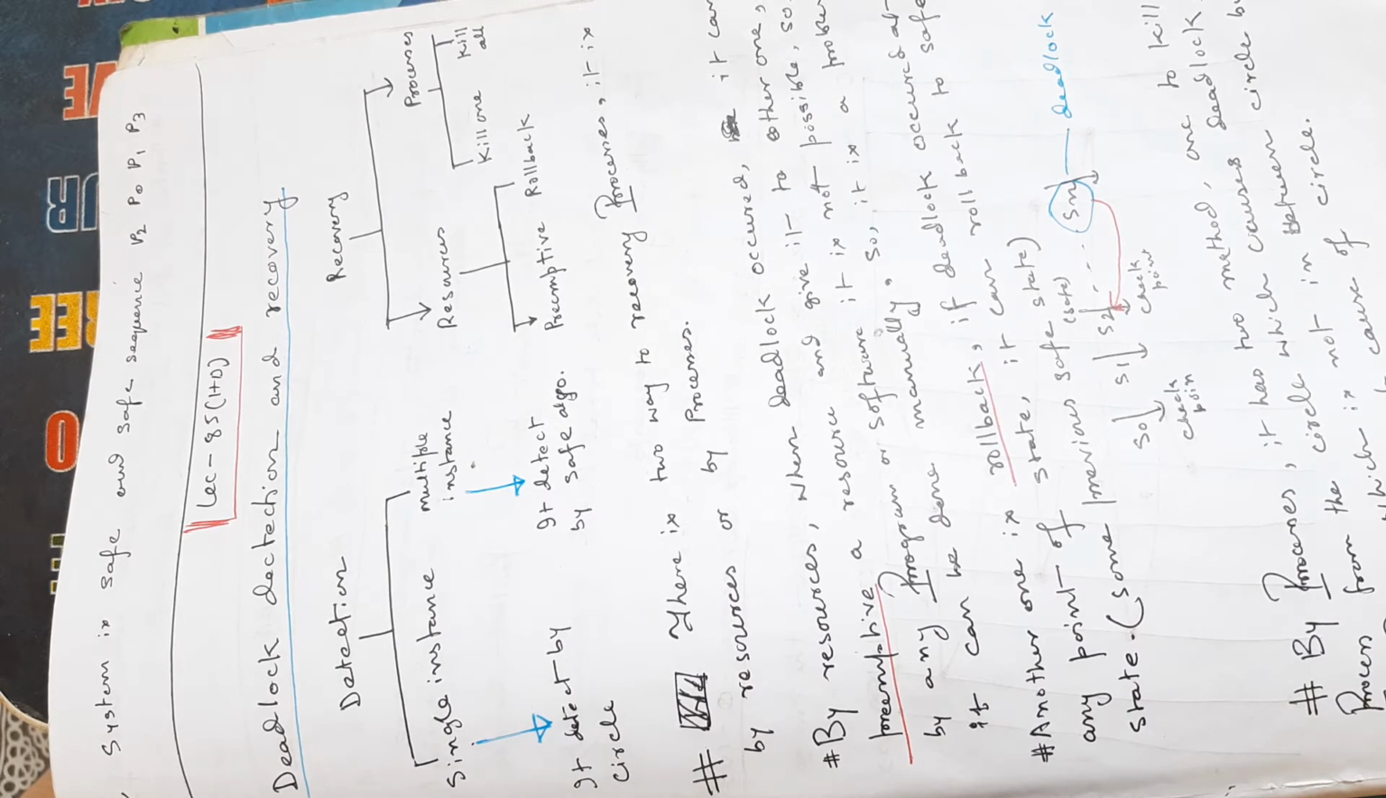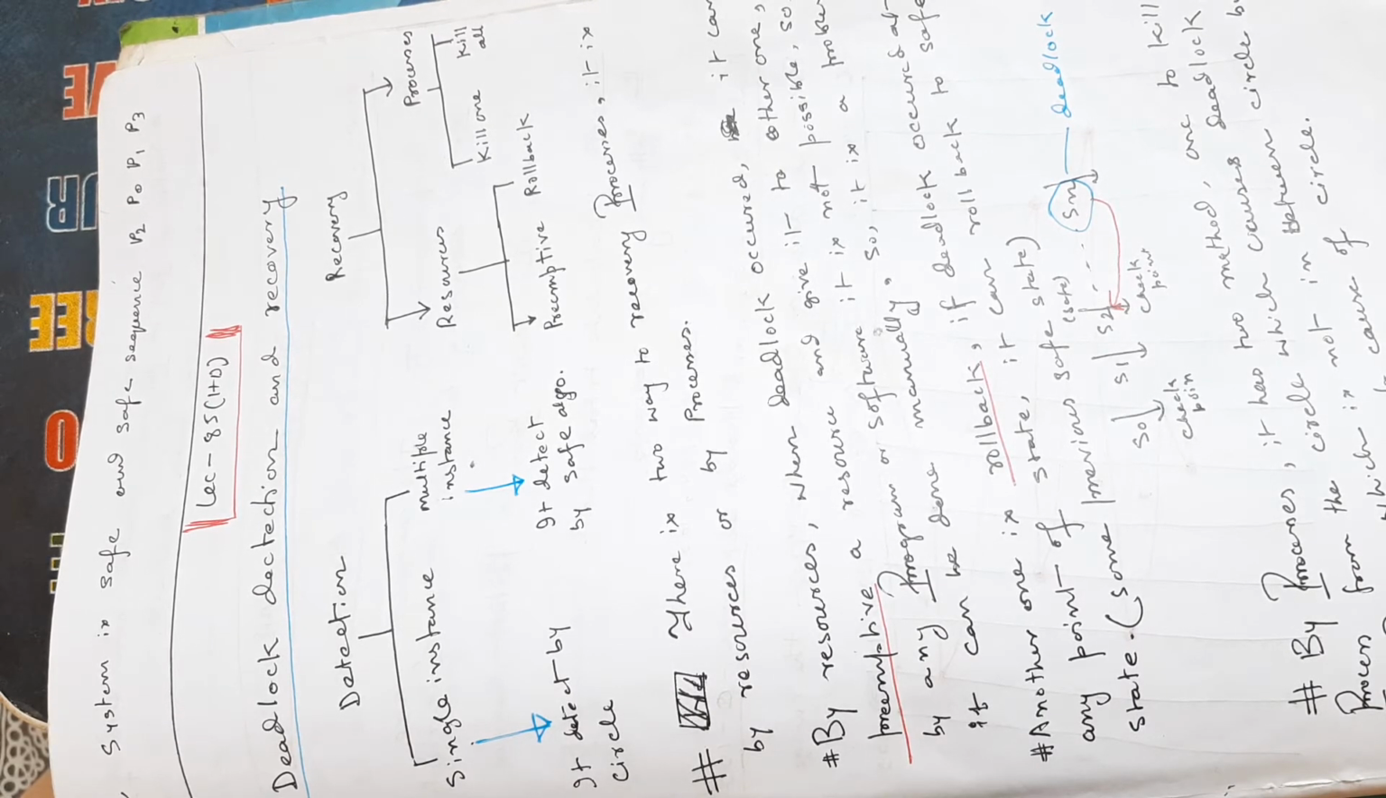In case of resources, there are two ways. One is preemption, another is rollback. Preemption means the deadlock has already occurred, and because the deadlock occurred, what we do is forcefully preempt a resource from one process and give it to the other process to complete the process and break the deadlock.